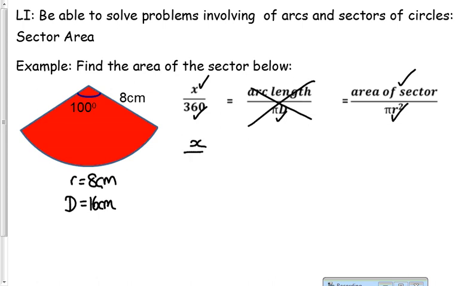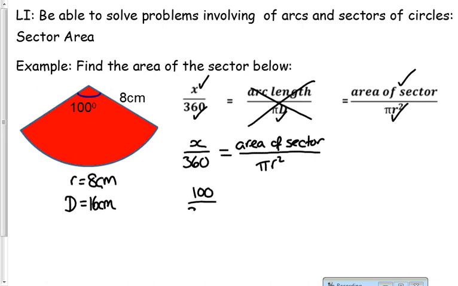So I've got x over 360, and that equals area of sector divided by pi r squared. So now I can put my information in and calculate the area of the sector. So x is 100, so I have 100 divided by 360, and that is equal to the area of the sector divided by pi r squared. R is 8, so pi times 8 squared.